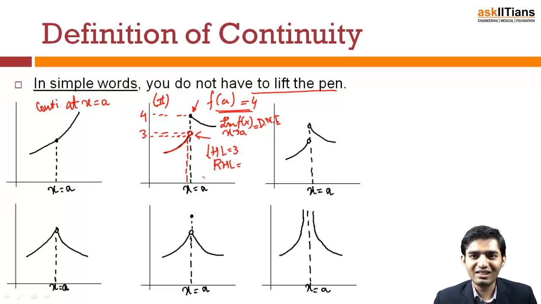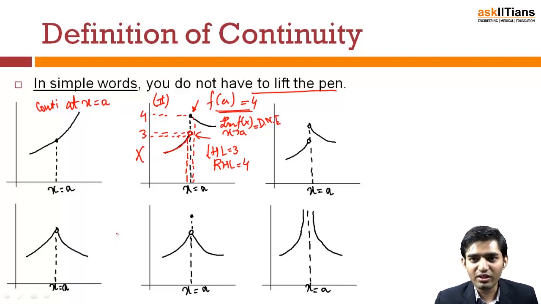So if I take x slightly greater than a, that means x equal to a plus, and I check the value of this function, the value will be 4, right? So RHL is 4 and LHL is 3. Both are finite, but both are not equal. LHL is not equal to RHL. So in the case of the second graph, the function is defined, but the limit is not defined. So this will not be a continuous function, right?